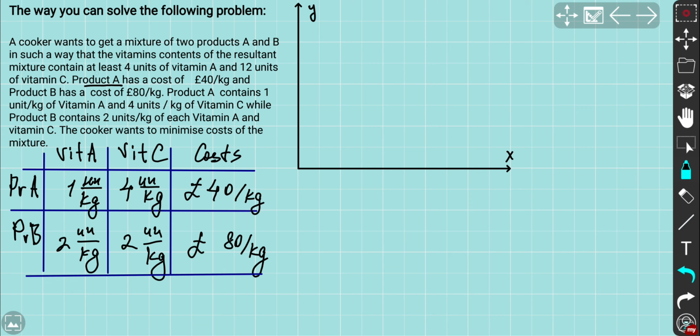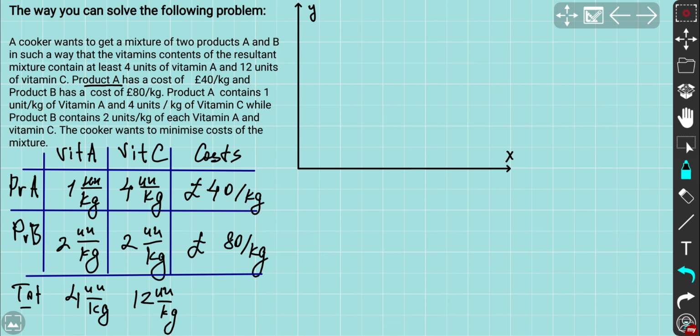As the total, let's consider the result for the mixture. If we mix product A and product B, in total we are going to have at least 4 units of vitamin A, so we put 4 units per kg. And what about vitamin C? We have at least 12 units, so we put 12 units per kg at least. It means minimum consumption, so it's going to be 4 and 12 correspondingly.